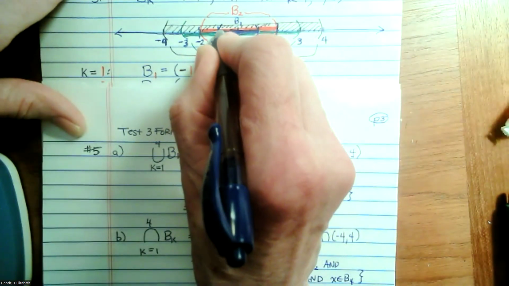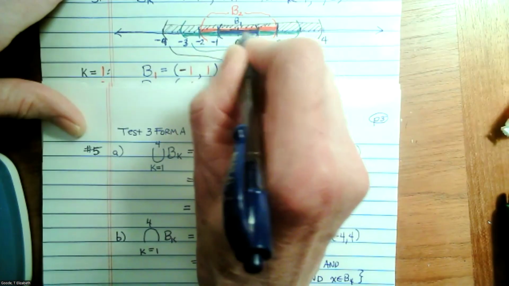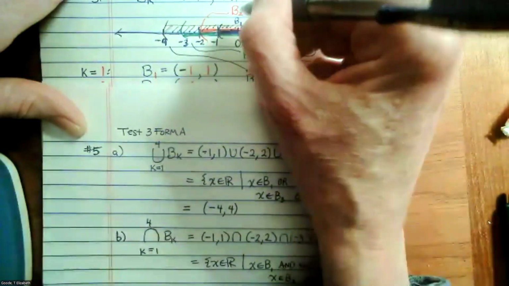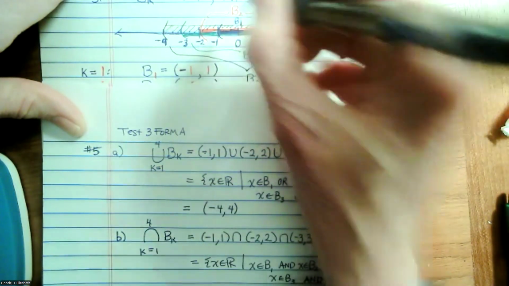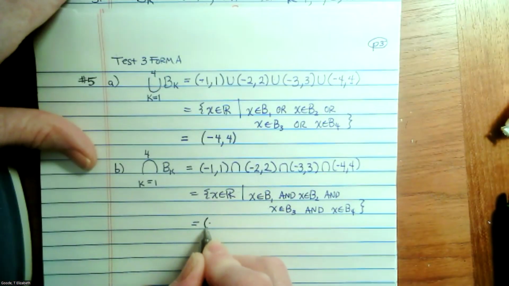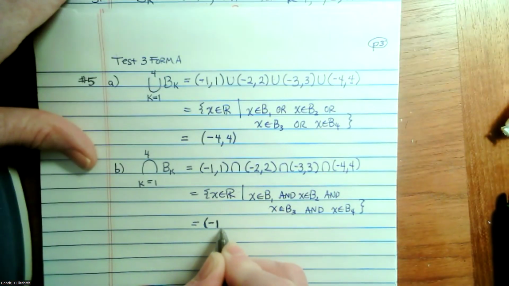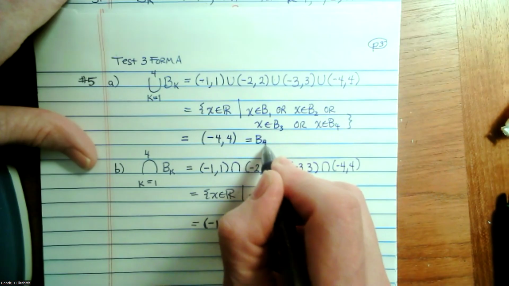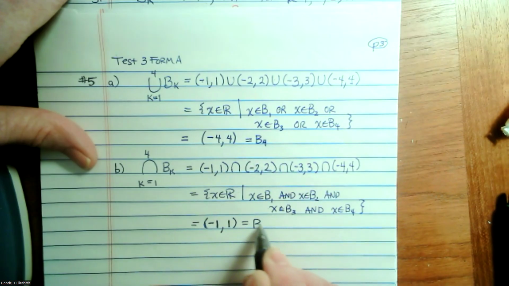So which x's are in all of these? -1 to 1. Because these are nested sets, it's that middle one. It's that set from -1 to 1. Or you could just call it B1. Either one is fine.